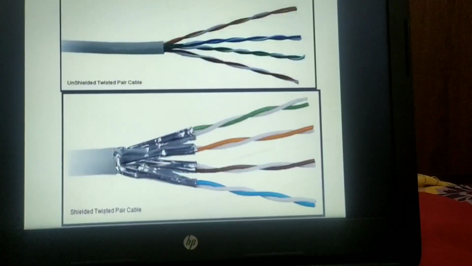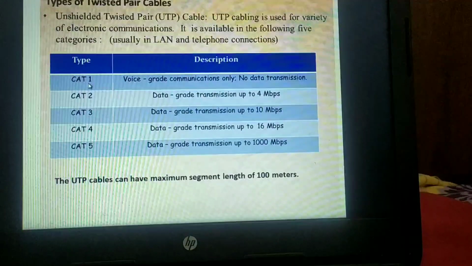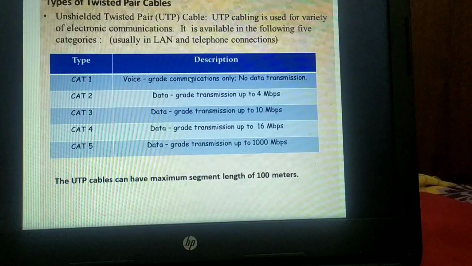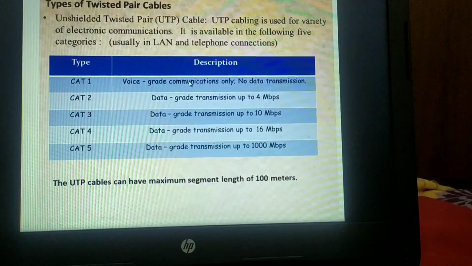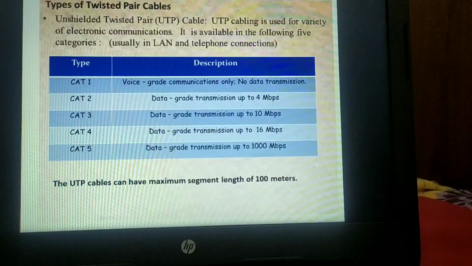Let me show you this one table. Here you can see the different categories. If it is a category 1 type, it provides only the voice grade medium and there is no data transmission, and it was hardly about 1 megabit per second, which wouldn't support internet transmission at all.